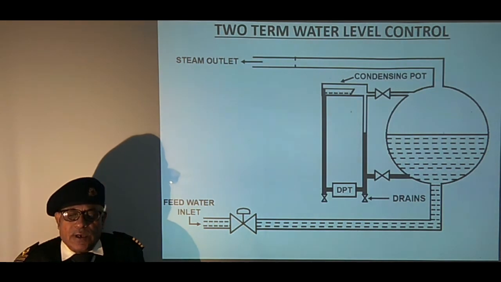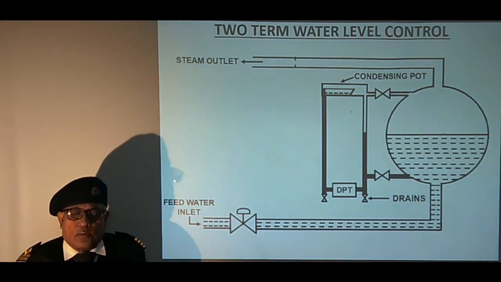This sketch shows a schematic layout of a two-term water level control system used for precise control of water level, which overcomes the effect of shrinkage and swell, and can operate pneumatically or electronically, although electronic control is more common on modern ships.